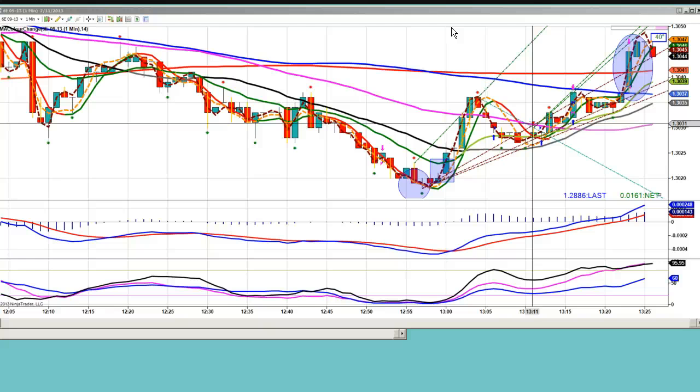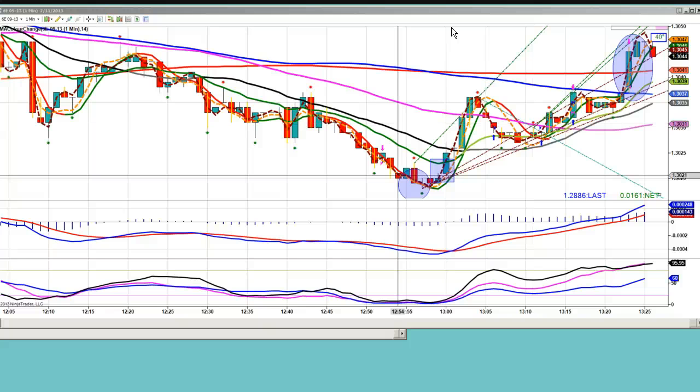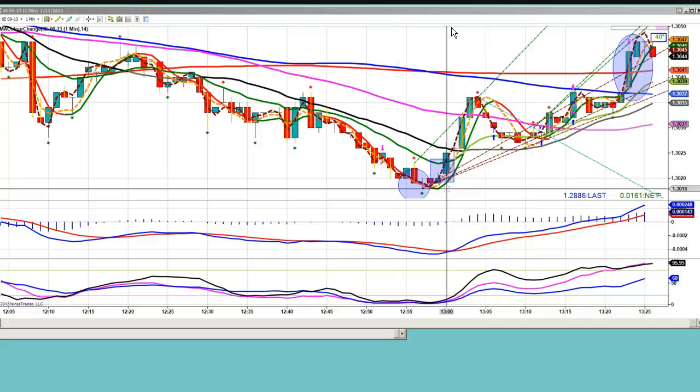Was the perfect trade on my chart? Yes, this was the perfect trade. Right here at 1 o'clock. At 1 o'clock.